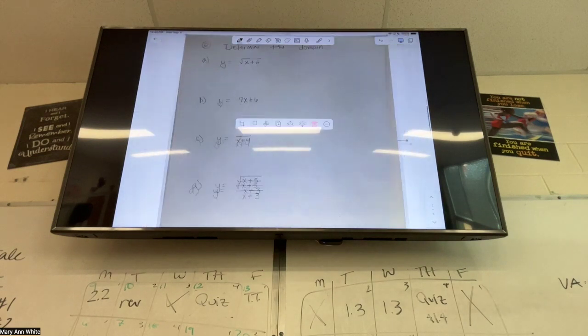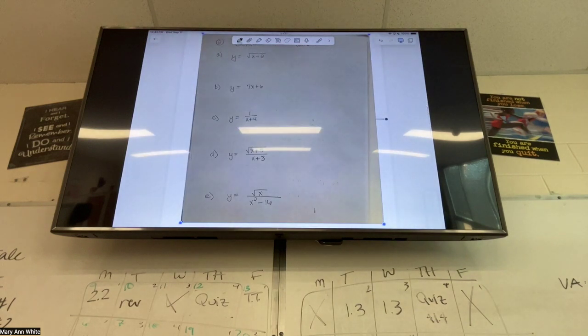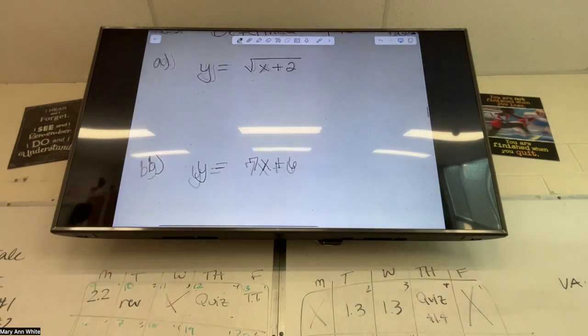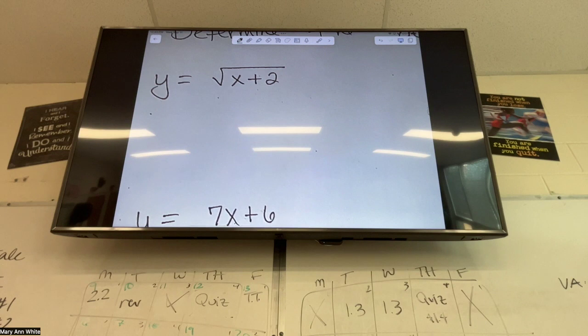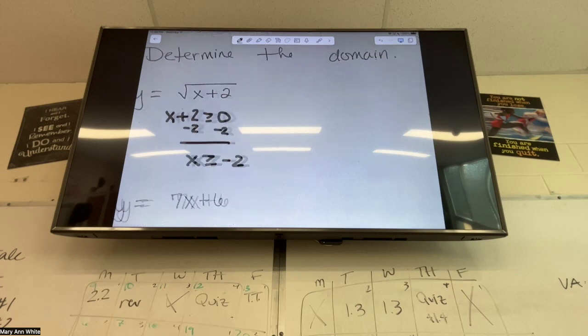Okay, on here, I've got some red flags that we got to deal with. What's the red flag you see in this first one? Square root. What's the problem with the square root? Or what do I need under a square root? Greater than or equal to zero. So what's under the square root must be greater than or equal to zero. You can only have positive under the square root. So I set it greater than or equal to zero. So I minus two from both sides and x is greater than or equal to negative two.